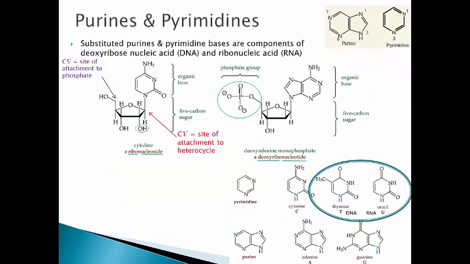So let's look at our purines and our pyrimidines. So remember, we showed these rings earlier. We've got our purine ring and our pyrimidine ring. So these are used in our DNA and our RNA. So DNA is your deoxyribonucleotide, and your RNA is your ribonucleic acid, or your ribonucleoside.